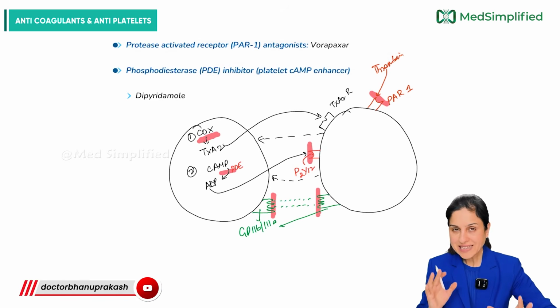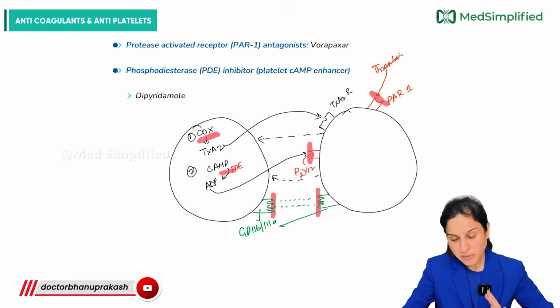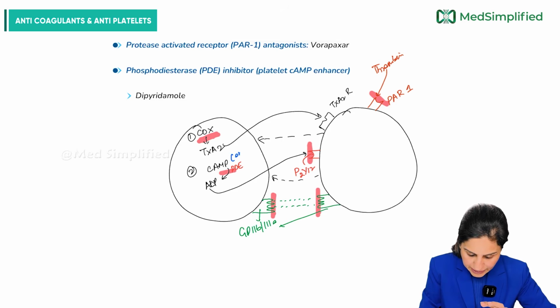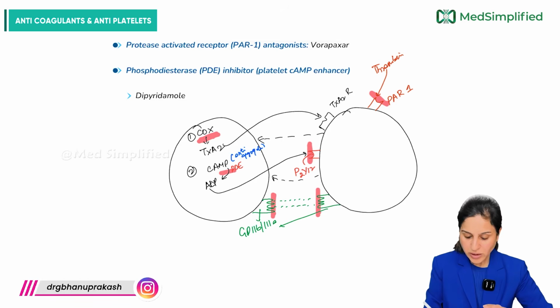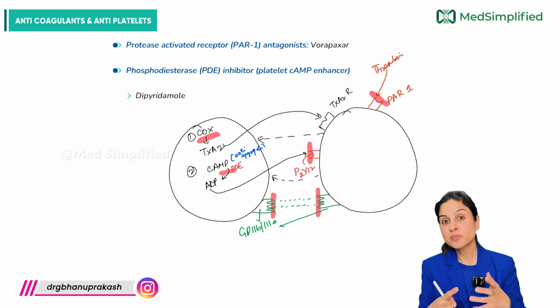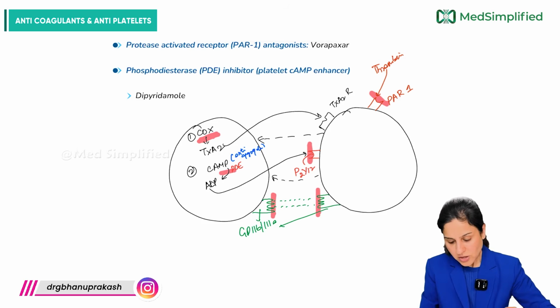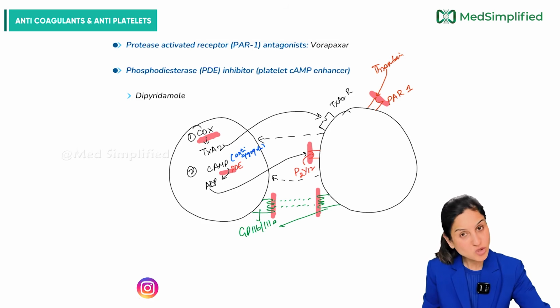So there will be less ADP formation, more cyclic AMP formation. And I told you already, cyclic AMP is an anti-aggregator. So it is not going to promote aggregation. We are increasing the levels of the anti-aggregator. So this is how these drugs are going to act.